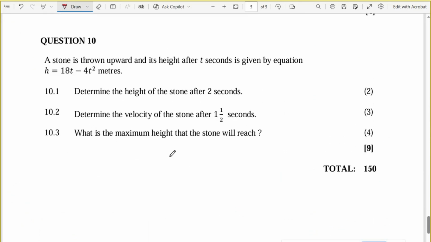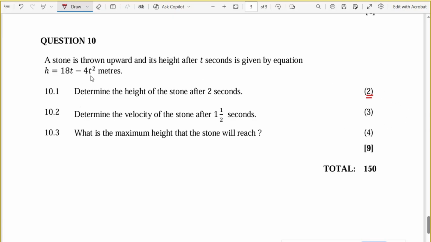On question 10, it has to do with optimization. This one is one of the easiest questions, and you don't have to lose marks here. A stone is thrown upward and its height after t seconds is given by the equation. Determine the height of the stone after 2 seconds. Look at the mark allocation, 2 marks.